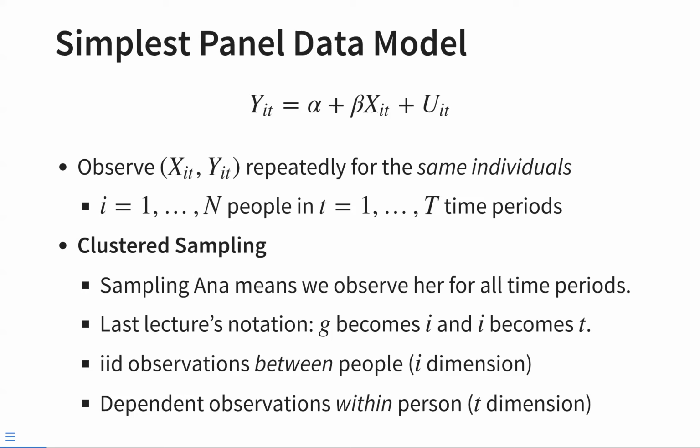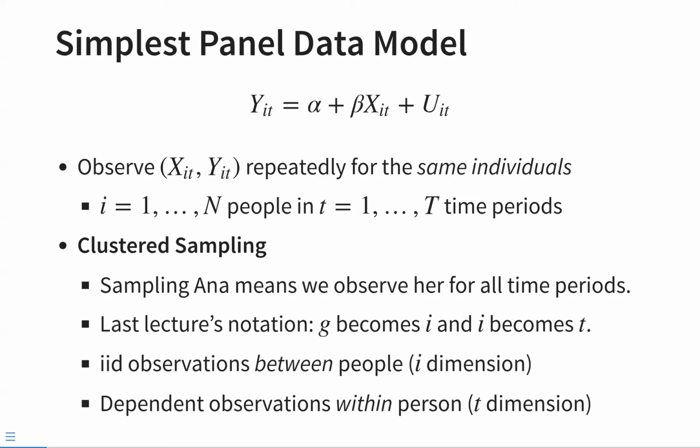Now, the reason why this is a case of clustered sampling is because, indeed, we would expect there to be dependence within observations for the same person over time. So if we sample you, that means we observe you for all time periods, and probably your observation tomorrow is going to be very closely related to your observation for today in ways that actually can matter for standard error calculations.